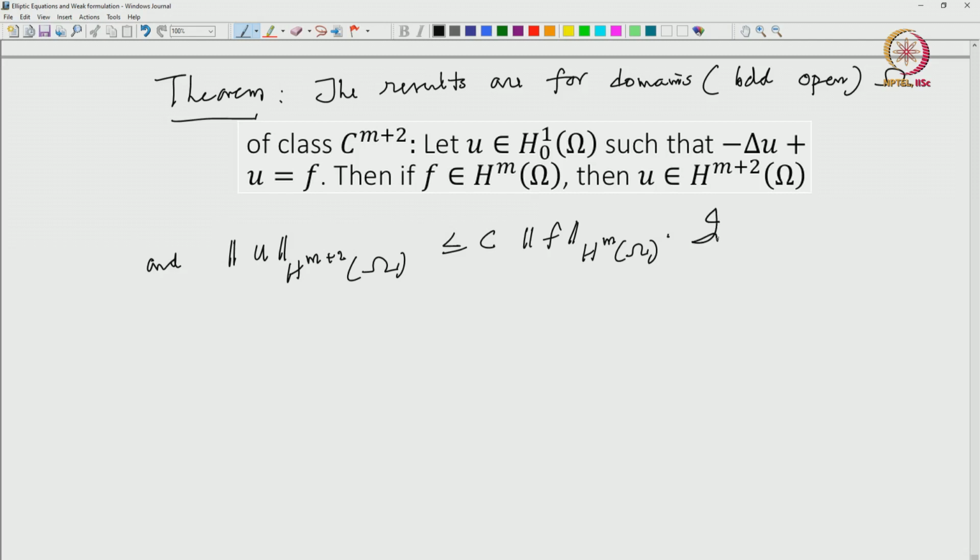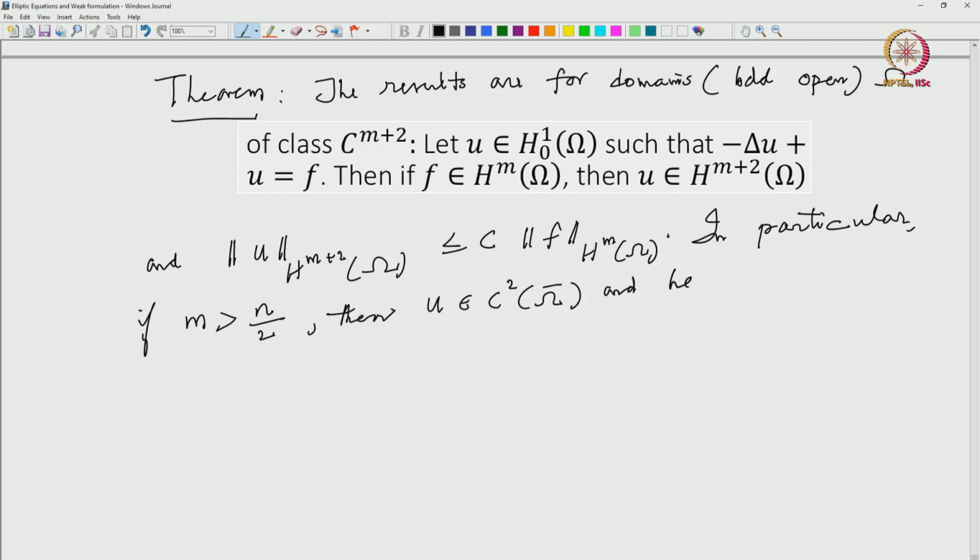In particular, you apply the embedding: if m is greater than n by 2, then u is in C2 of omega bar, and hence u is a classical solution. So, let me tell you some idea of the proof with m equal to 0. You start with m equal to 0. You can do this one.